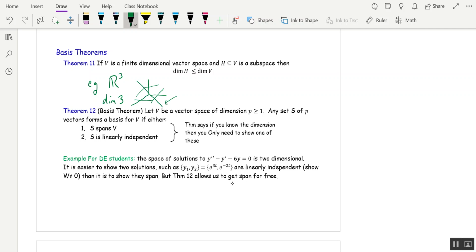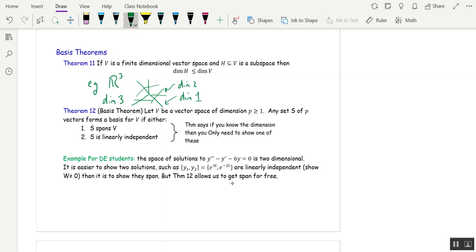Lines have dimension 1, which is less than 3. Planes have dimension 2, which is less than 3. The only three-dimensional subspace of R3 is R3. So you've got lines, planes, and then you've got R3. All right, second basis theorem.